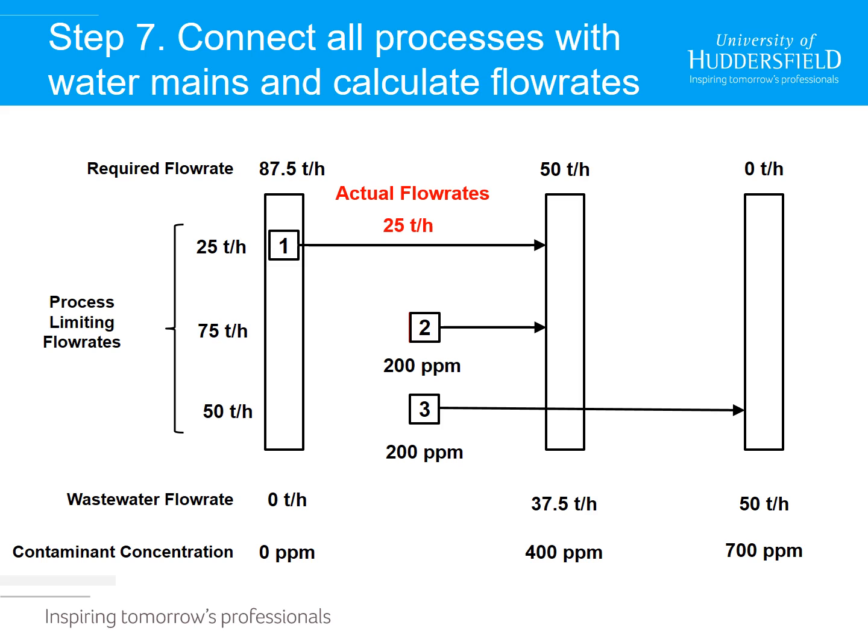The maximum inlet concentration for process number two is 200 ppm. However, the available water streams have either 0 ppm or 400 ppm inlet concentration. Thus, for process number two, we will also use fresh water.